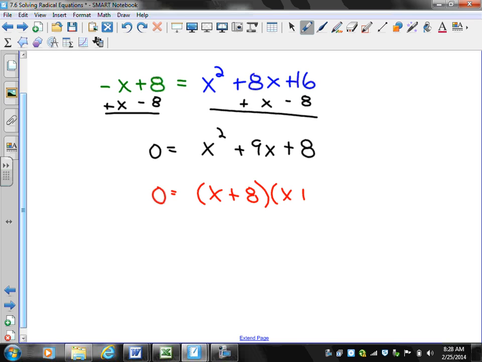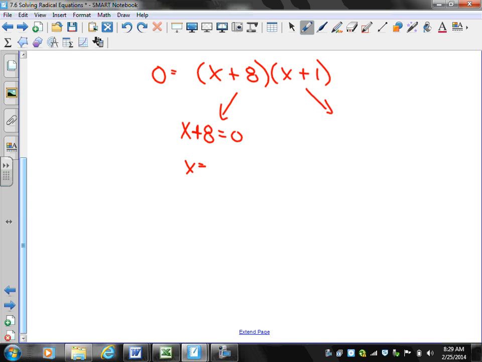And because these are being multiplied and I get 0, I can split these up: x plus 8 equals 0, or x is going to equal negative 8. And for my second factor, I get x plus 1 equals 0, or x equals negative 1.